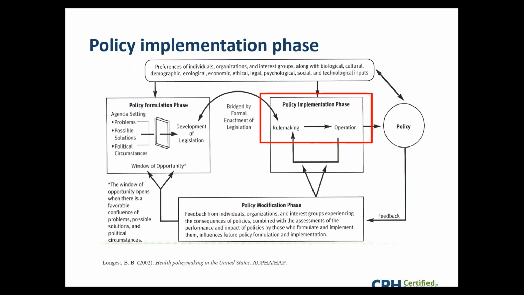Now that it is enacted, it goes into that second phase. The second phase under Longest's model is called the policy implementation phase. This includes the rulemaking and then the implementation, also called the operation of that policy. So what it's saying here is that the laws in the legislative branch are passed, and then the executive branch takes over, and they implement the policy. All right? So that's the next phase.